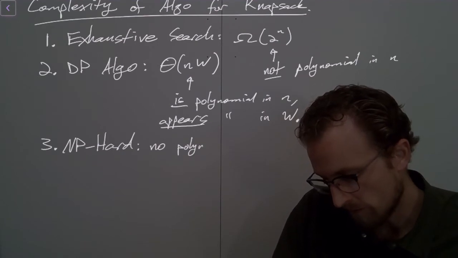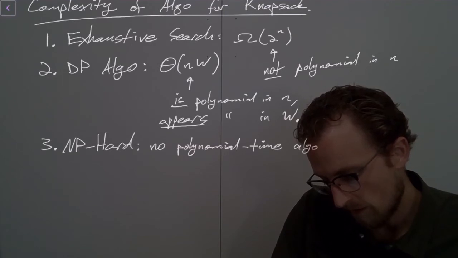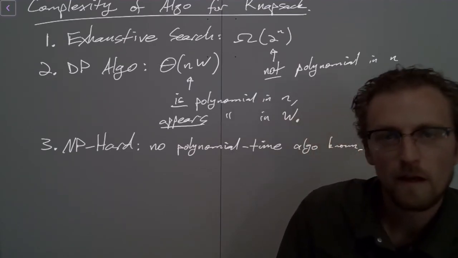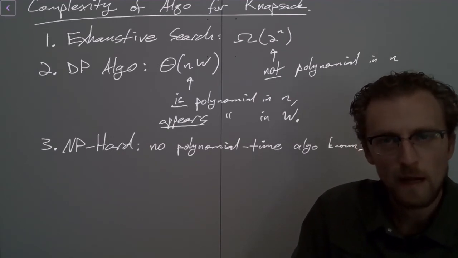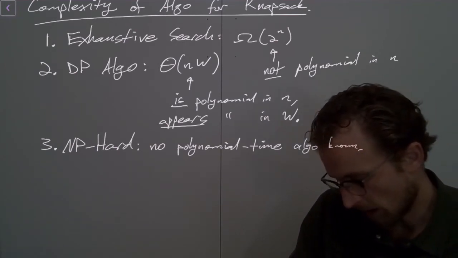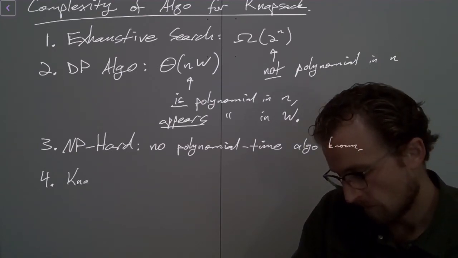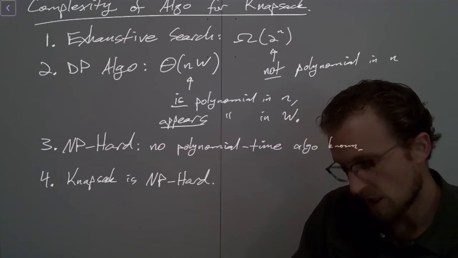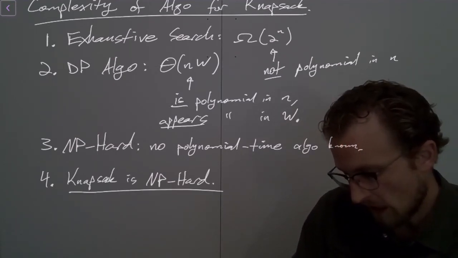So NP-hard problems means that no polynomial time algorithm is known. Okay? So that's fine. You can accept that there exist problems that we don't know how to solve fast, that we don't know how to solve in polynomial time. But here's the very strange thing. The knapsack problem is NP-hard. This version of the knapsack, right, with no modifications, the 0-1 knapsack, is NP-hard.